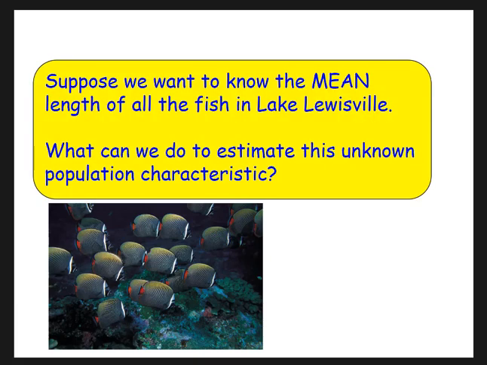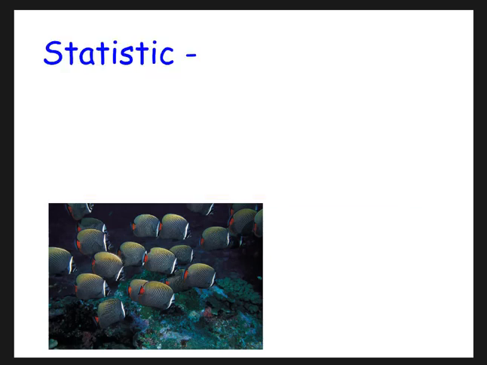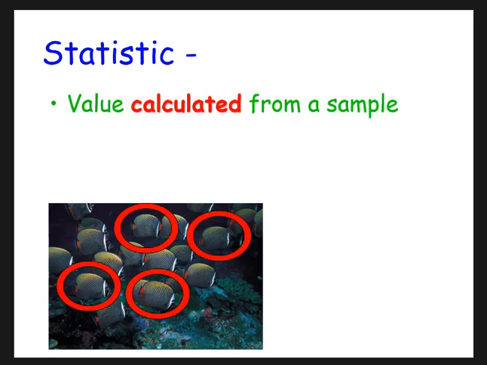So suppose we want to know the mean length of all those fish. What can we do to estimate it? Well, we're going to use a statistic. Remember, a statistic is found from a sample. We take a good sample. Remember, that representative sample is where the sample statistic is really close or equal to the population parameter. So we're going to take a sample. As you can see here, we didn't take every fish. We just took those that are circled, and we found their length, and we calculated the mean from that.